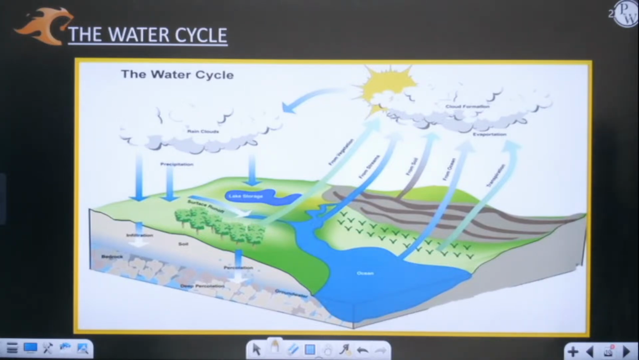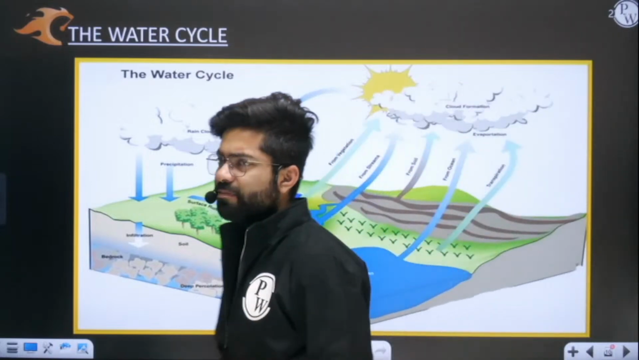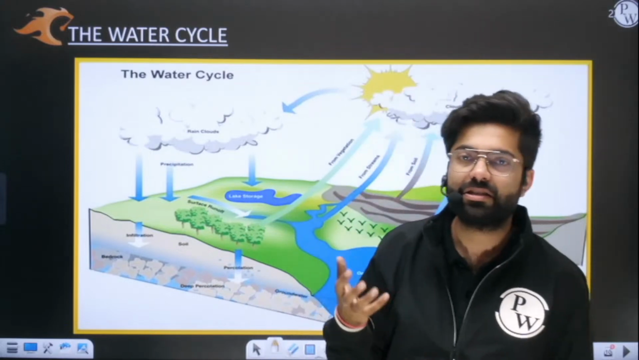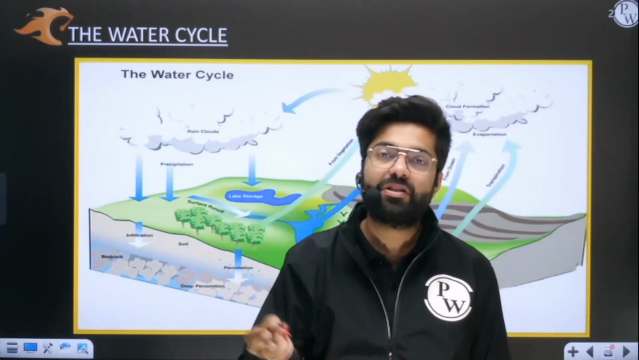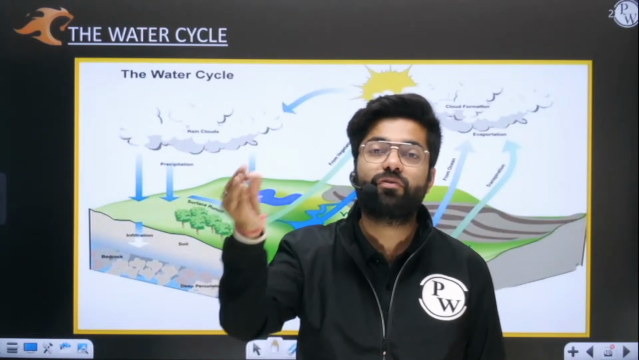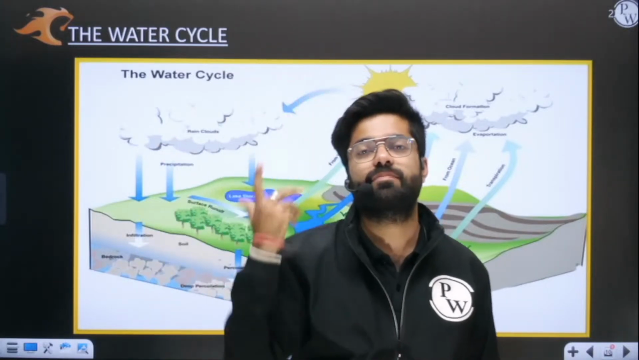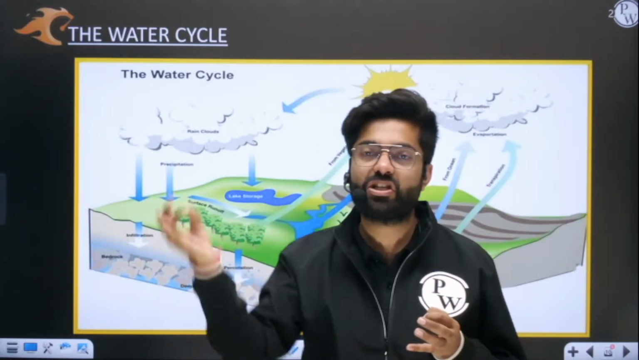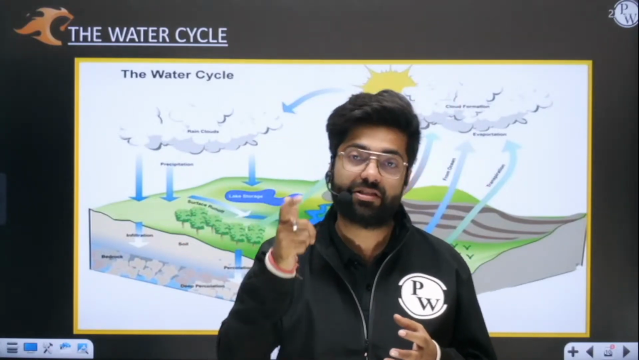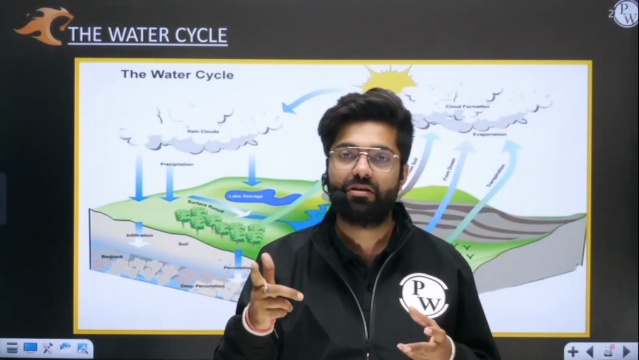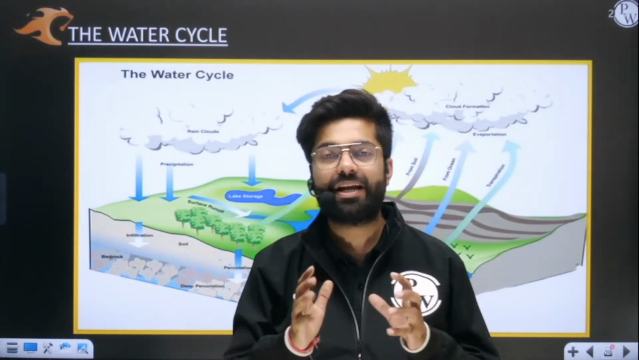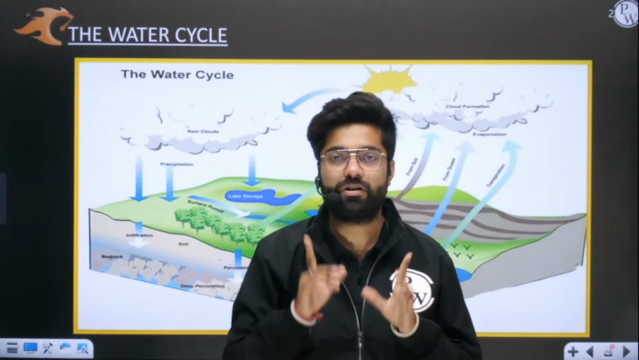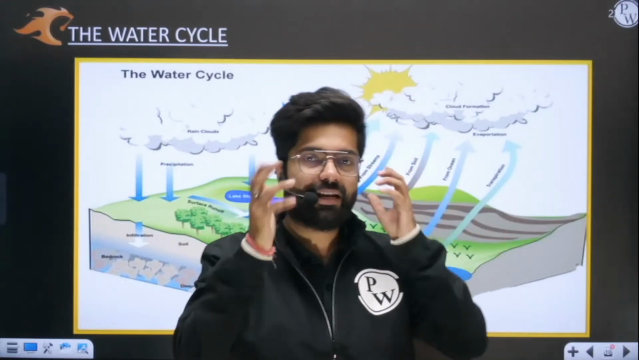Okay, so now what is the water cycle? See, the water cycle is a very basic thing. Water cycle means what? It is a cycle in which water is moving from one phase to another. Simple. So we need to understand the different phases. Basically, there are only three phases. You need to understand this. It's very simple. So tell me what are those three phases.